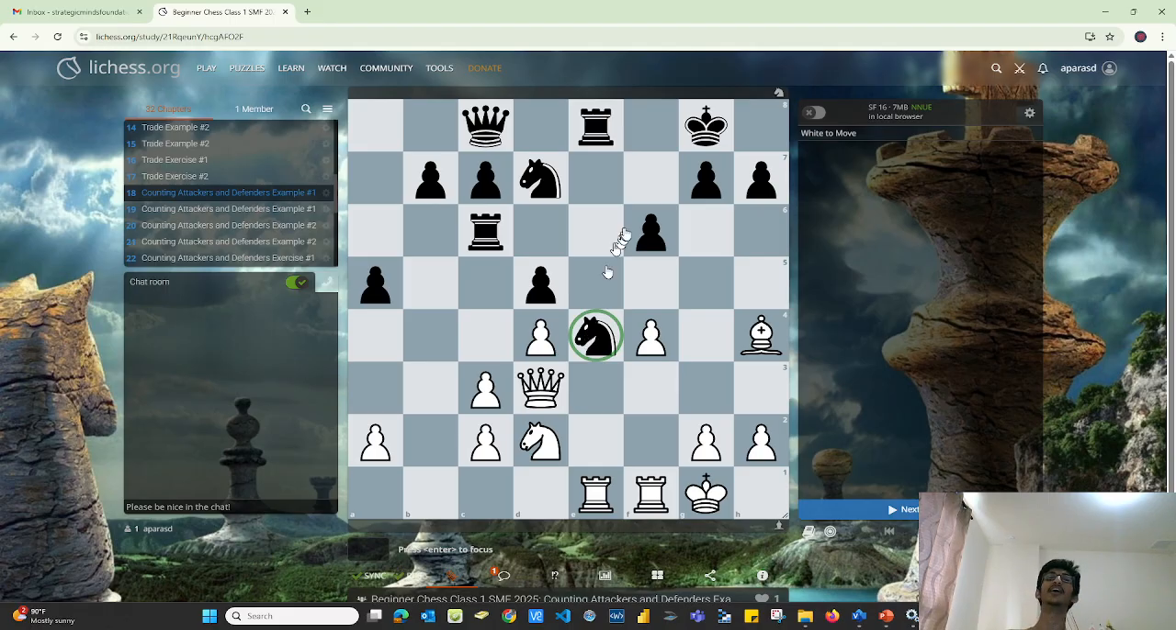Yeah, but you are right. If it were black to move, then he could play that move and he could get an extra defender for the knight.